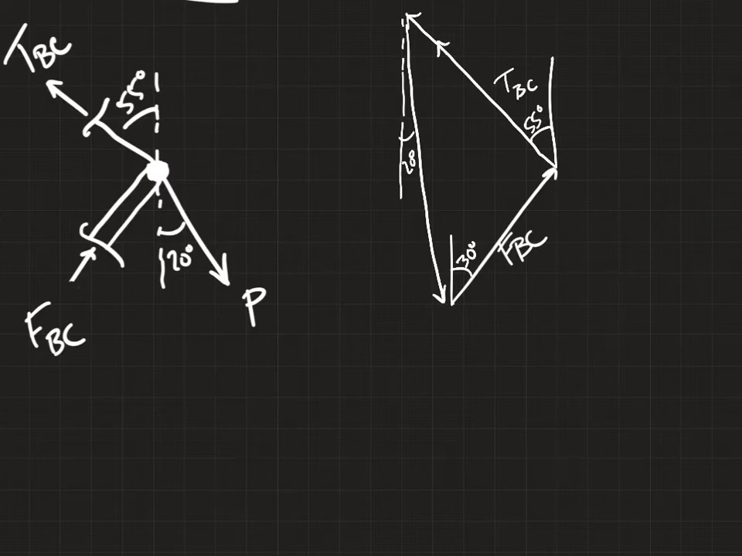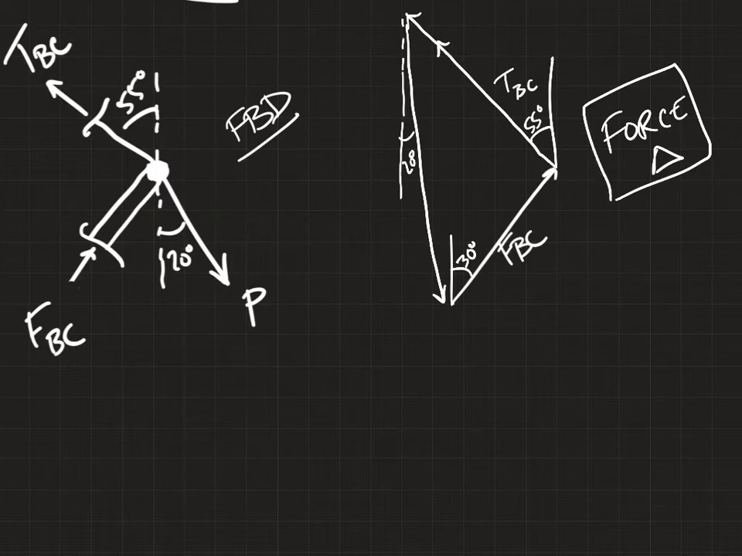Okay, so these are the two ways that we can solve these. We can either do a force triangle, or whatever those are called, or we can just do a free body diagram. The force triangle is going to be quicker, I think, but the free body diagram is much more universal. So I would always solve this with a free body diagram. It's up to you. You can do whatever you want, but we're going to do both.